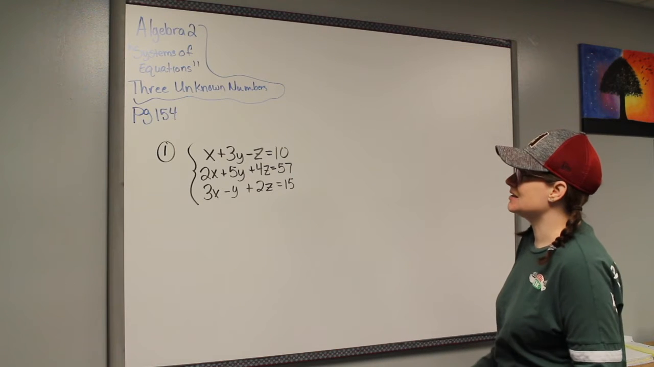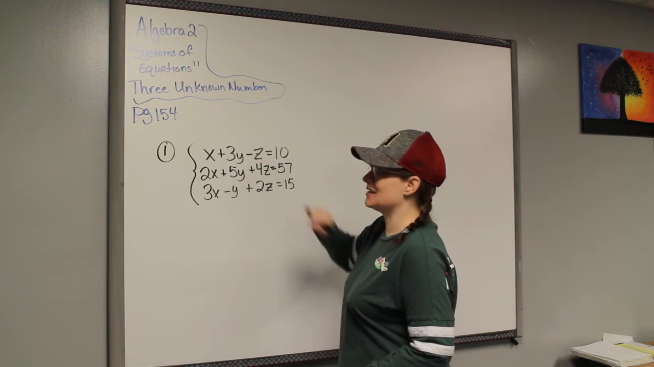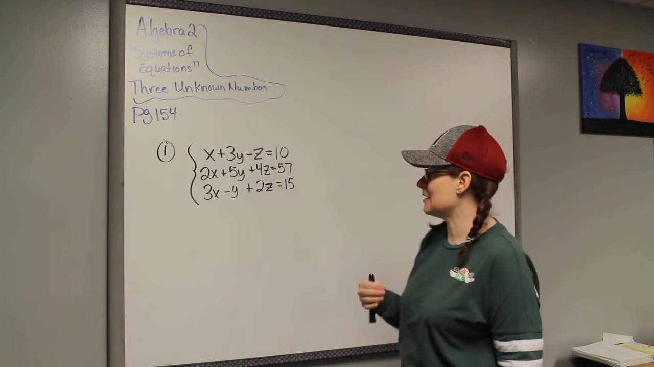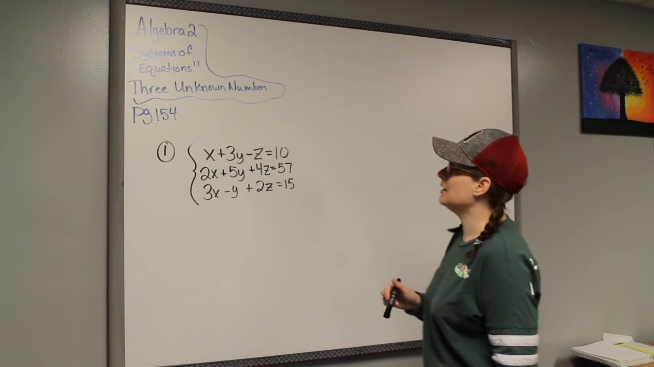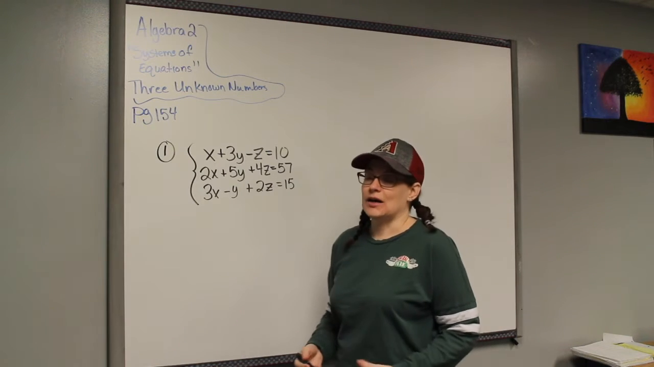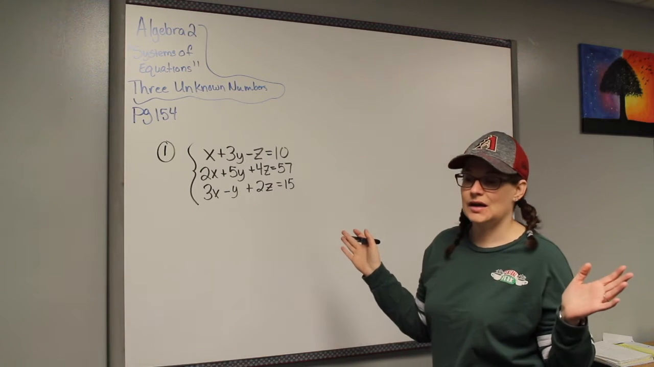So this is a system of equations with 3 unknown numbers. That means I have an x, I have a y, and I have a z. I put a little slash through my z because sometimes they look like 2's, and I don't want you to get confused. We've only dealt with x and y, so z kind of throws a whole new element in here.